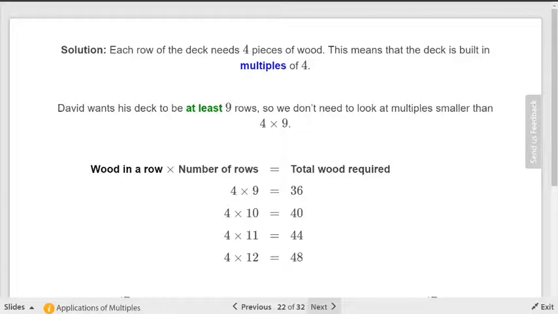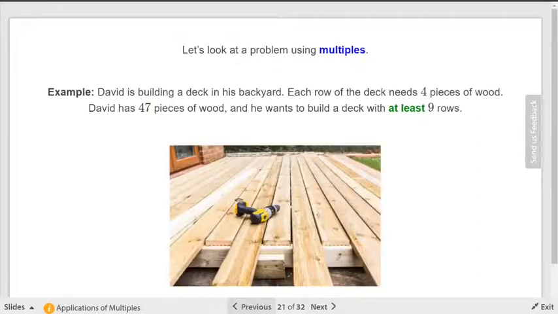4 times 10 gives us 40. 4 times 11 gives us 44. 4 times 12 gives us 48. And they stopped there. Looking at the question, can anybody tell me why they stopped there? Oh, yeah, that's good. He has 47 pieces of wood, so we don't need any number bigger than 47. Right? So it gives you the biggest number possible, because that's how many pieces of wood he has. Each one of these represents a piece of wood.